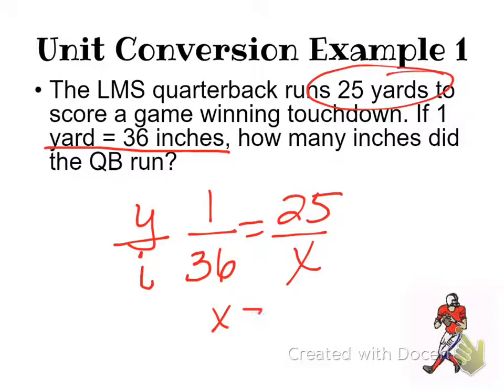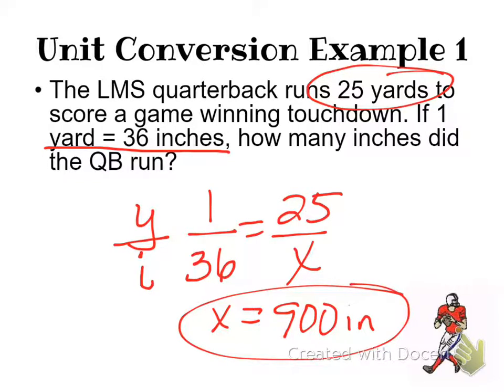We have x equals, I'm going to leave off the 1. Y'all are okay with that, right? Okay. What is 36 times 25? 900. Very good. So he ran 900 inches.